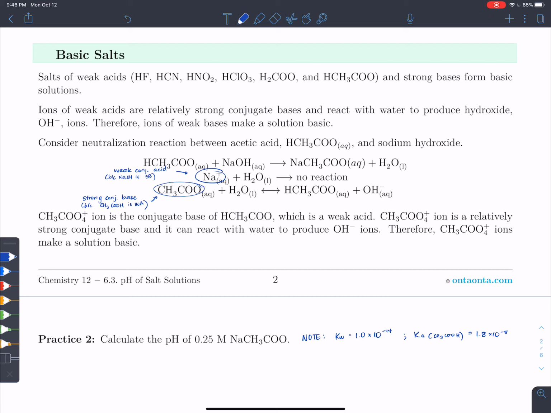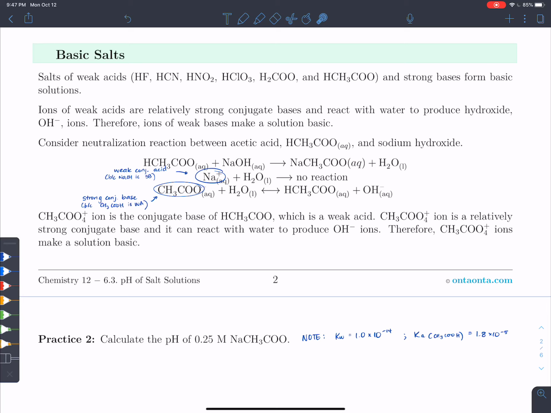So when we have salts that are formed with weak acids, such as the ones that are listed here, and they react with strong bases, what we're going to end up having is a basic salt solution. And to understand the mechanics of that, we can look at a good example of acetic acid, which is known as our weak acid, and sodium hydroxide, which is known as our strong base. And they both react to form sodium acetate, which is our salt. And our salt is going to dissolve in water.